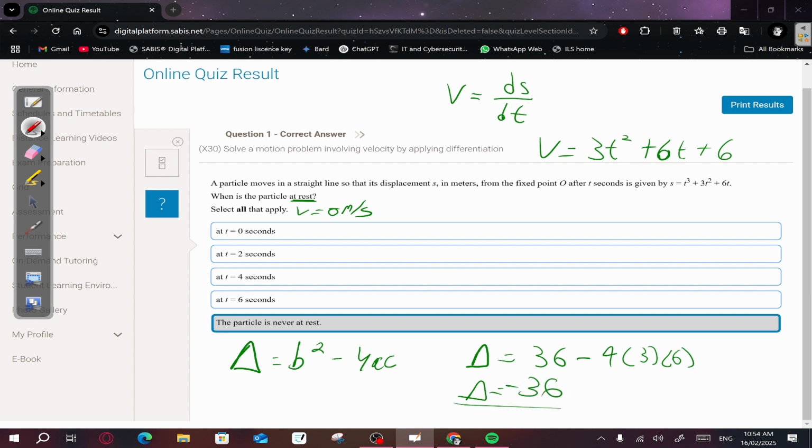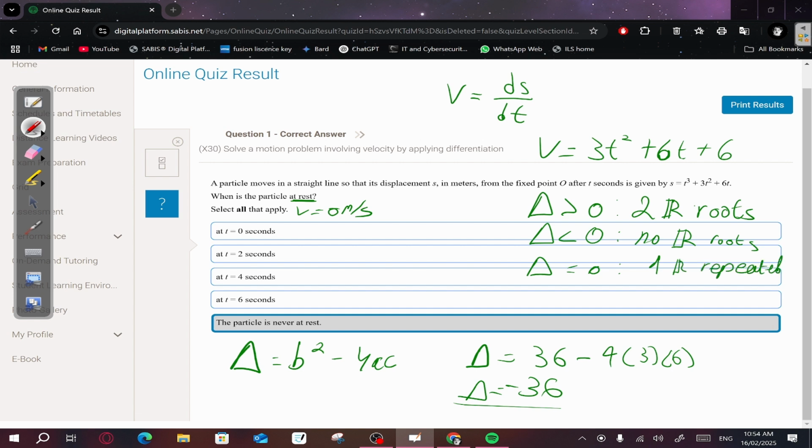Now you guys know that when delta is greater than 0, we have two real roots in our quadratic. When delta is less than 0, no real roots. And when delta is equal to 0, one real repeated root. Now here delta is less than 0, so our condition is the second one. There are no real roots. Okay, so let me just erase this.